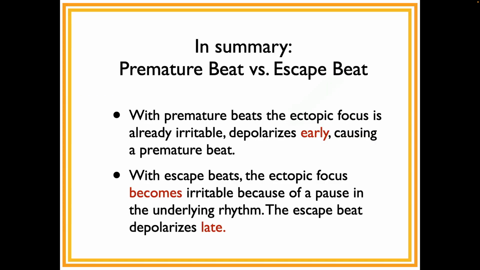Okay, in summary, premature beats versus escape beats. Now pay attention, because in a minute you're going to be doing a handout where you're going to be looking at this. With premature beats, the ectopic focus is already irritable, from hypoxia, cocaine, something like that. And so it depolarizes early, grabs control of the heart for a moment or two, causing a premature beat. With escape beats, the ectopic focus becomes irritable because of a pause in the underlying rhythm. And then the escape beat depolarizes late.